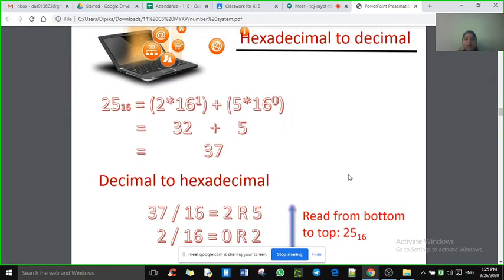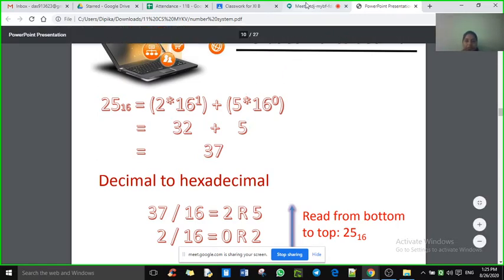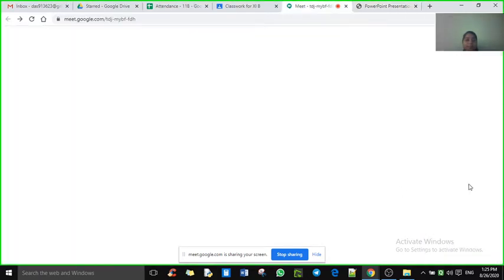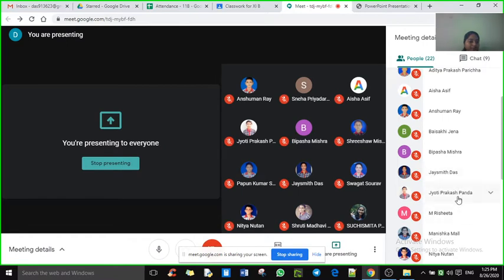Now consider that this is a number 25 to the base 16. Consider this 25 as a decimal number. So how will you split that number as a power of 10? Who will answer me? Please let me know your names.